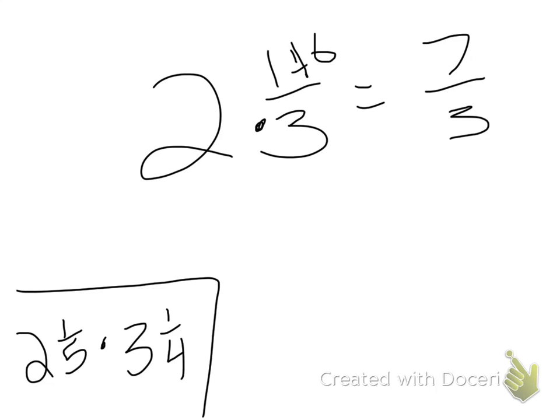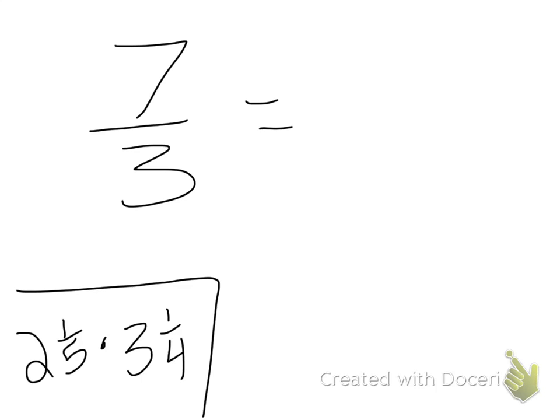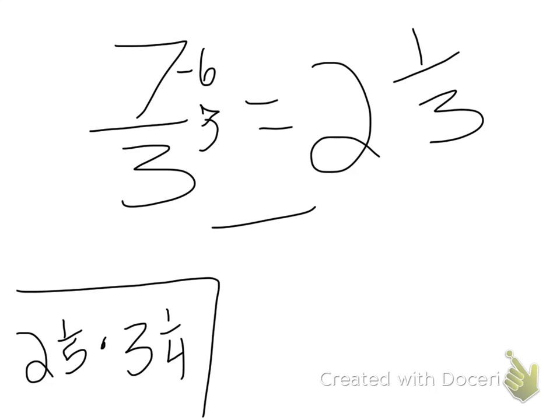Now, if we want to go backwards on that, what we're going to do, 7/3. Now, how many times can 3 go into 7? It can go 2 whole times. So that would be 2, and 2 wholes split into 3 pieces would be 6. So we're going to take away 6 and we're left with 1/3. So that's how we go back to mixed numbers. So you're going to need to know how to do that to multiply mixed numbers.